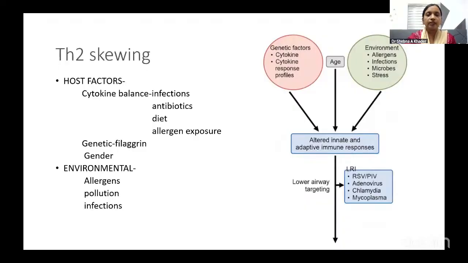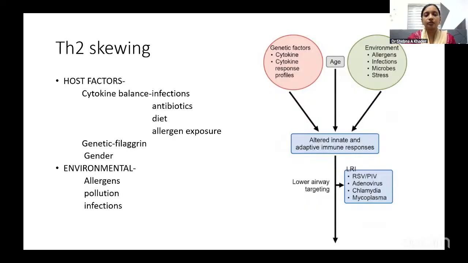So what is actually the Th2 skewing? Why is it happening? There are multiple factors behind it, mainly the host factors and environmental factors. The host factors are the factors that can change the cytokine balance, that is infections, then antibiotic usage in early life, then dietary habits like early introduction or late introduction of food, then repeated allergen exposure in early life, then genetic factors such as filaggrin gene mutation.